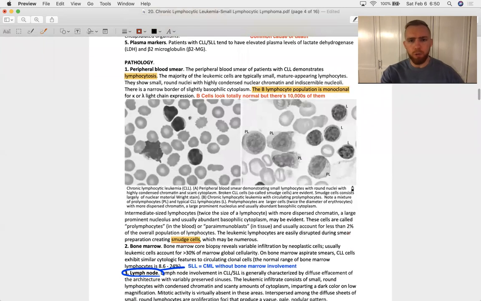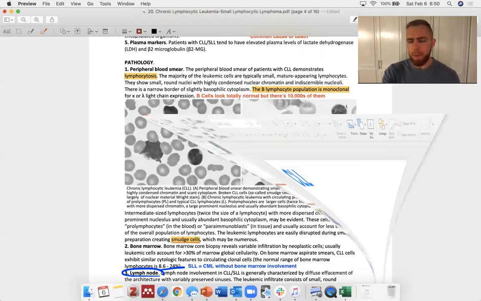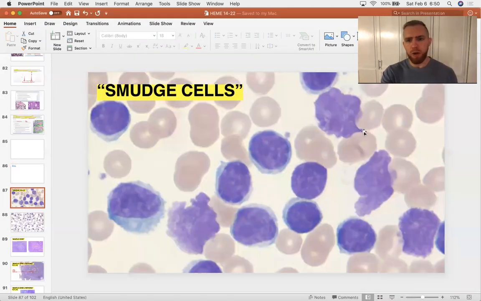When you do a peripheral smear, you see tens of thousands of normal lymphocytes. They're not blasts, they're normally sized. Again, they're going to be CD5 positive, CD19 and 20 positive. And there's a characteristic smudge cell that you observe on a smear of a patient with CLL. Here's what it looks like. It looks like you just took your thumb and gave that cell a little smush. So that's the smudge cell.